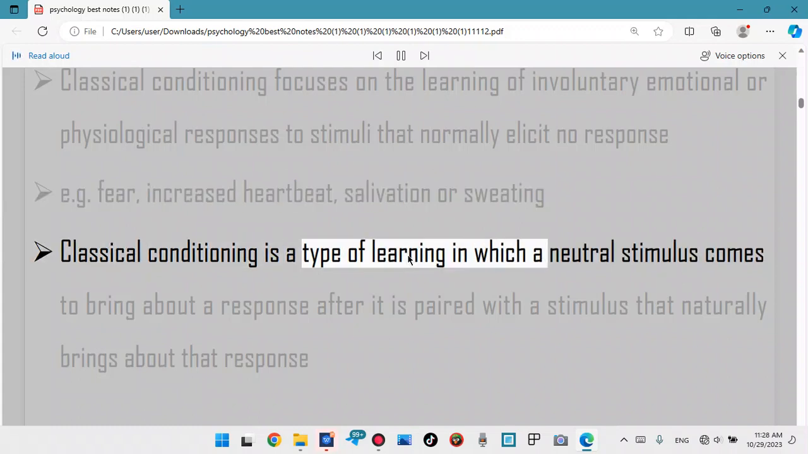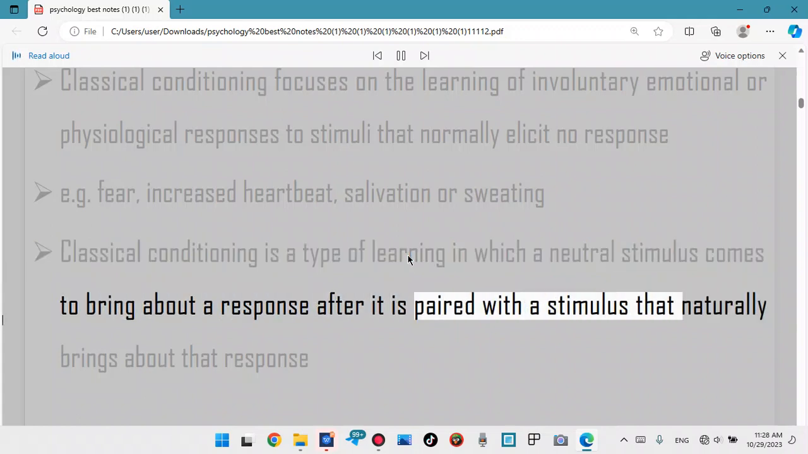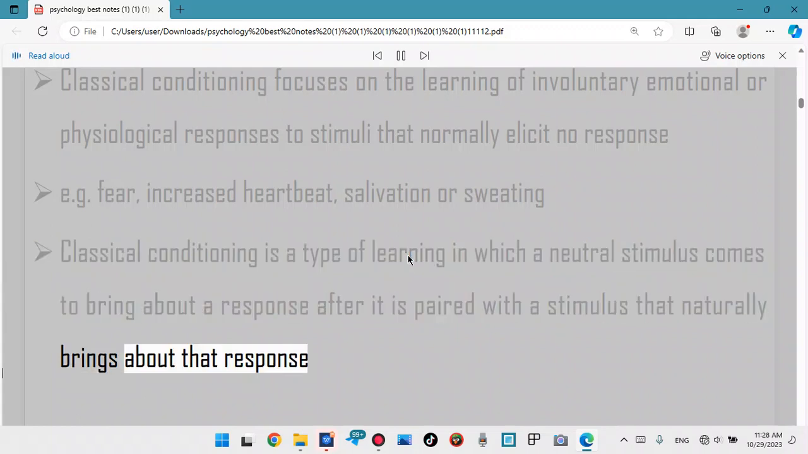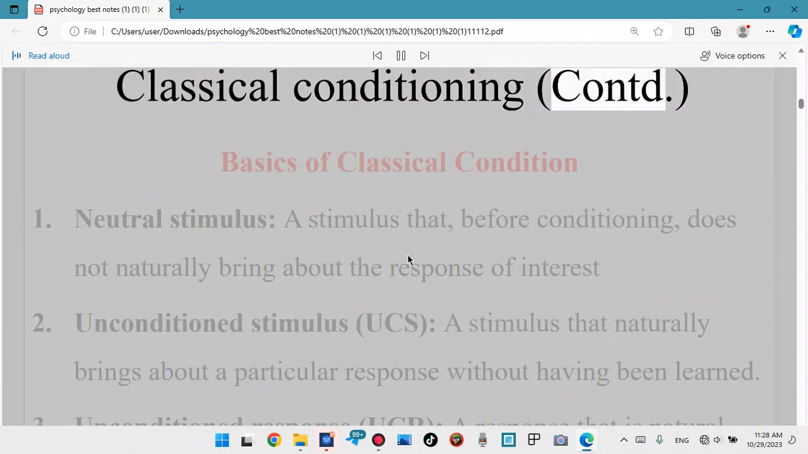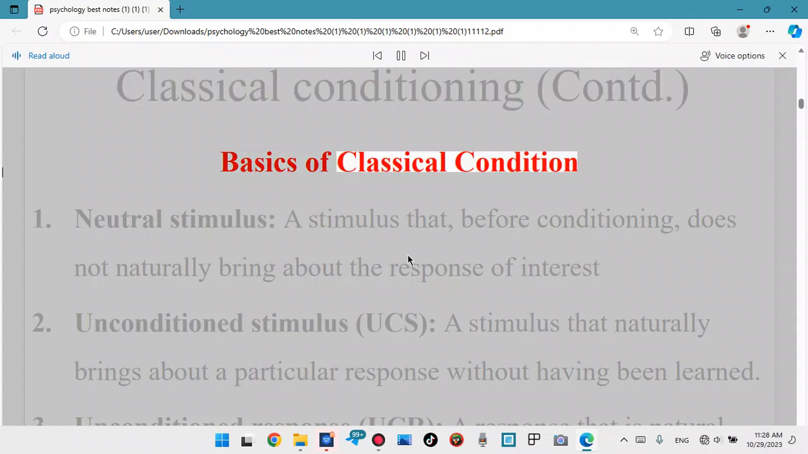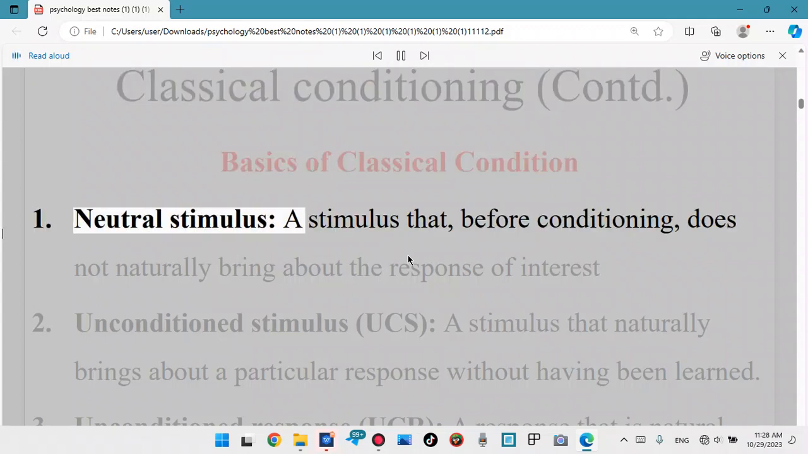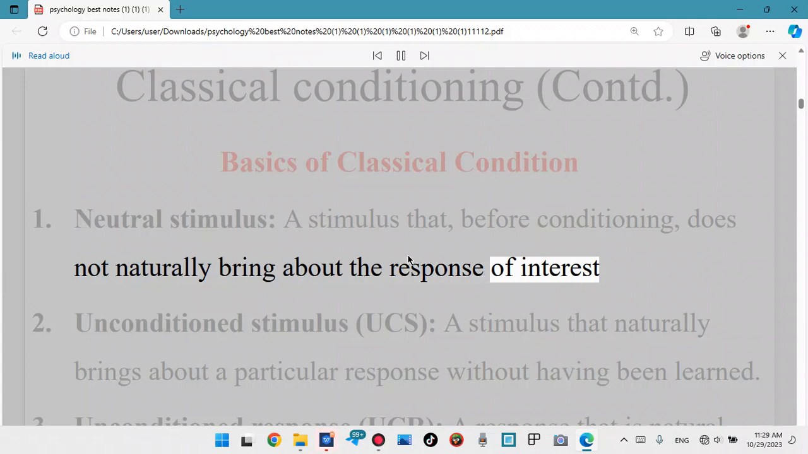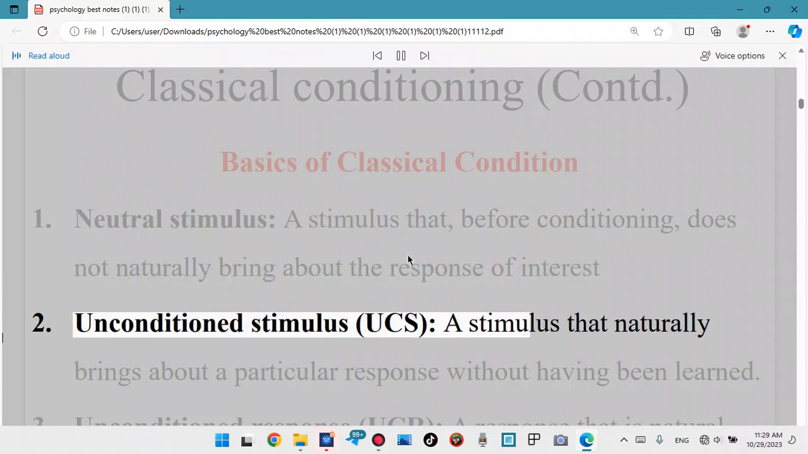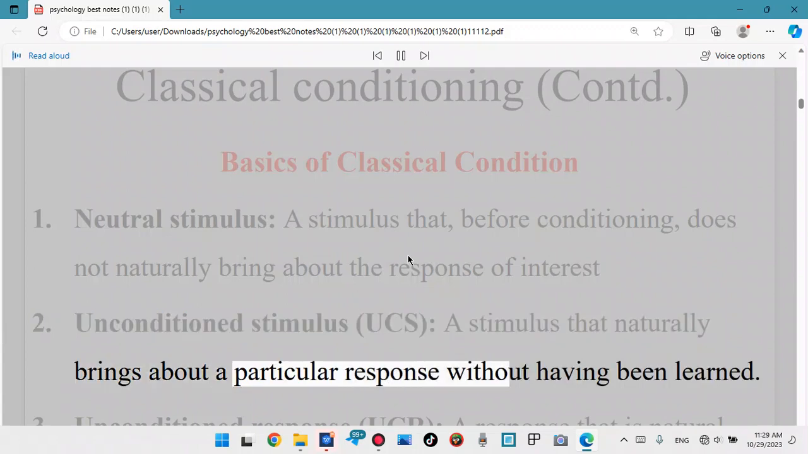Classical conditioning is a type of learning in which a neutral stimulus comes to bring about a response after it is paired with a stimulus that naturally brings about that response. Classical conditioning, continued. Basics of classical conditioning. 1. Neutral stimulus, a stimulus that, before conditioning, does not naturally bring about the response of interest. 2. Unconditioned stimulus, UCS, a stimulus that naturally brings about a particular response without having been learned.